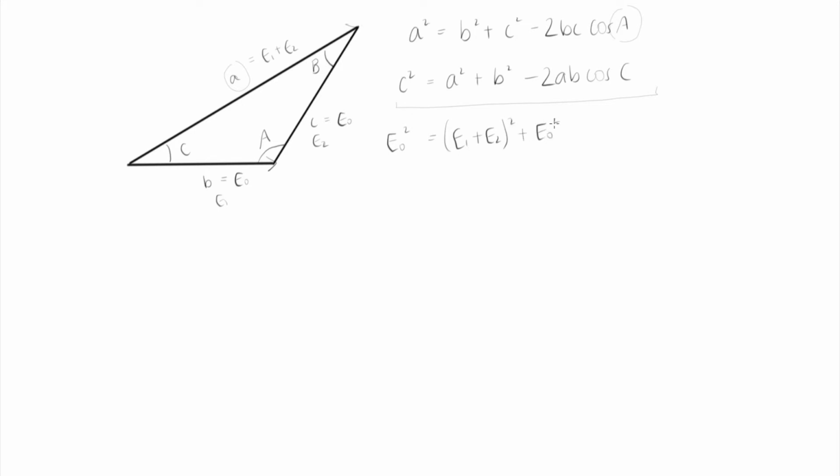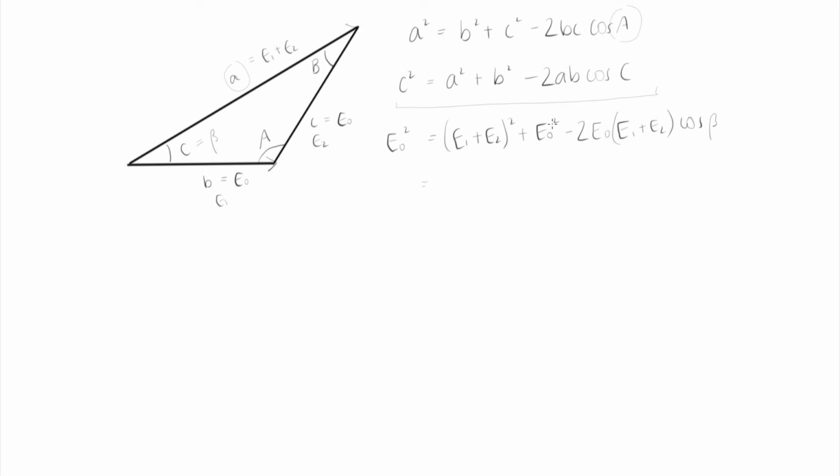Plus E naught squared, now this is our B squared, remember it has a magnitude of E naught, minus 2 times E naught, which is our B, and then times A, which is our E1 plus E2, cos, now remember I said this was going to be the angle beta.